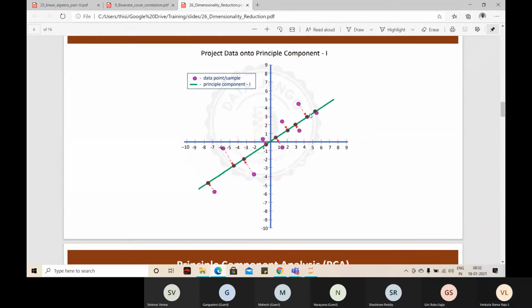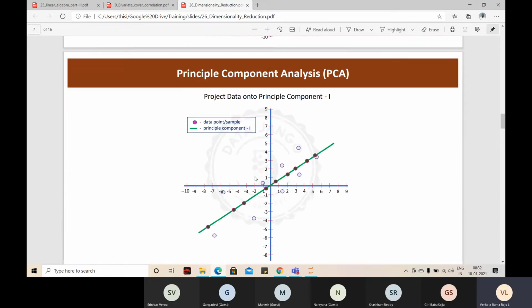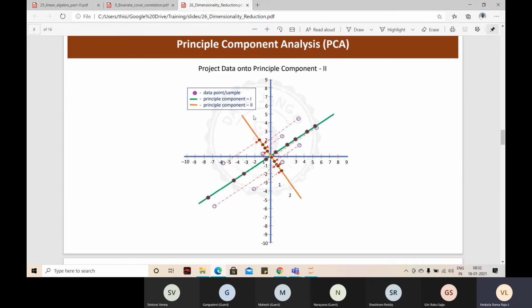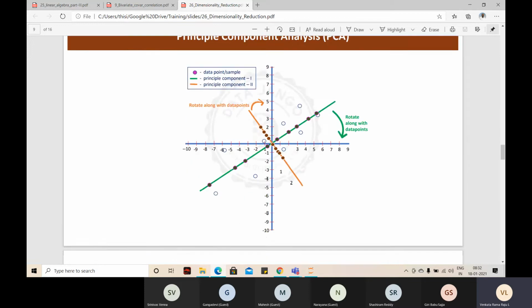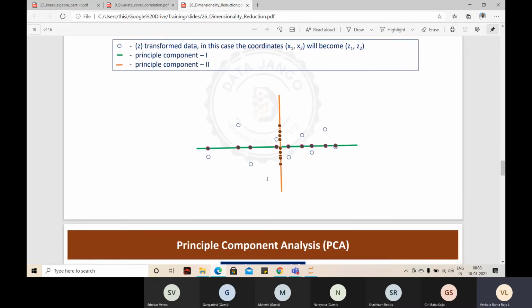Take this. The violet dots are the original data, and we projected those data onto this green line. Then we took another orange line, and I'll explain how in a moment. We projected the data onto the orange line also, and then rotated the whole thing.